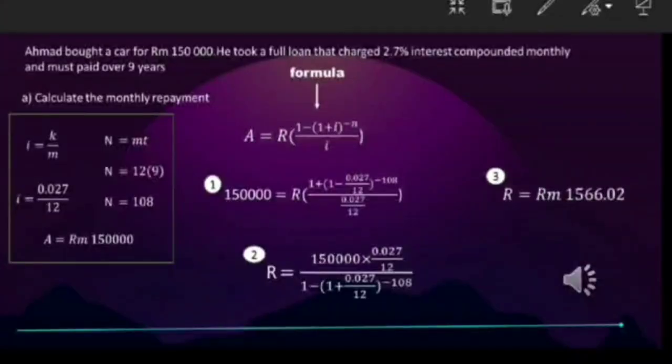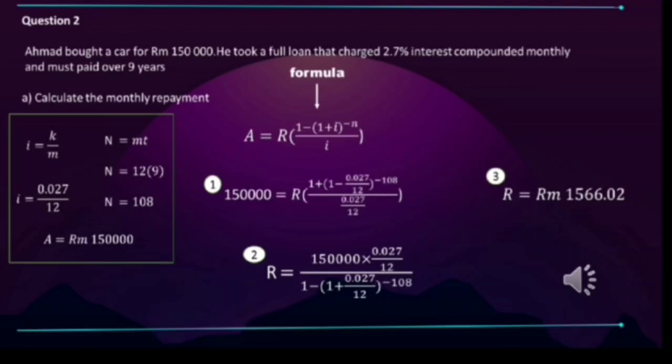Thank you. My name is Mikael and I will continue the second question for part A. So Ahmad bought a car for RM 150,000. He took a full loan that charged 2.7% interest compounded monthly and must pay over 9 years. So A, calculate the monthly repayment. So the formula is A equal R open bracket 1 minus open bracket 1 plus I close bracket power negative n over I close bracket.